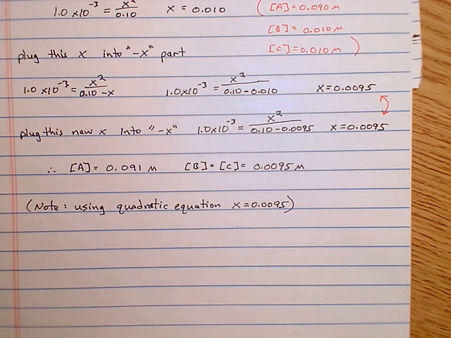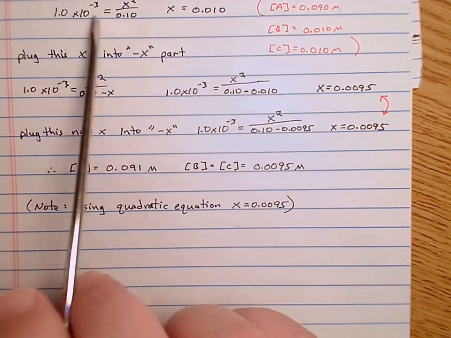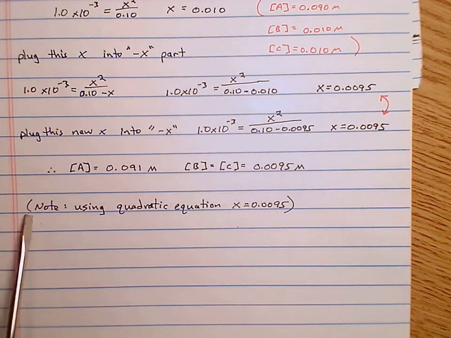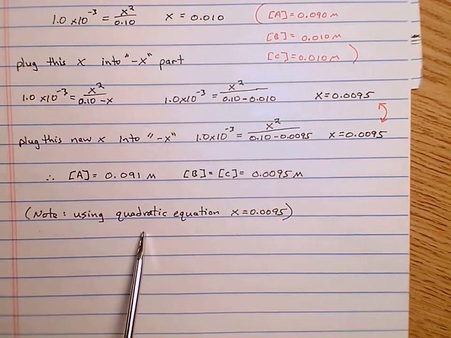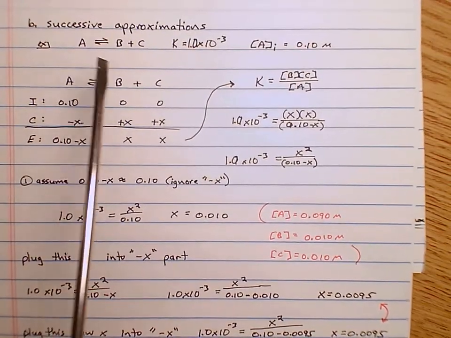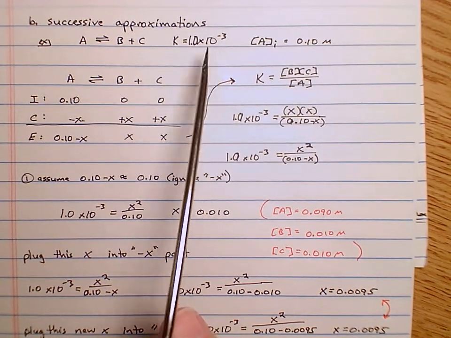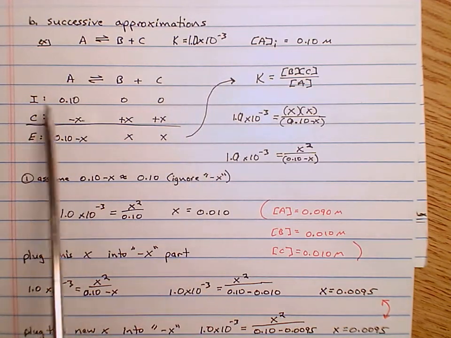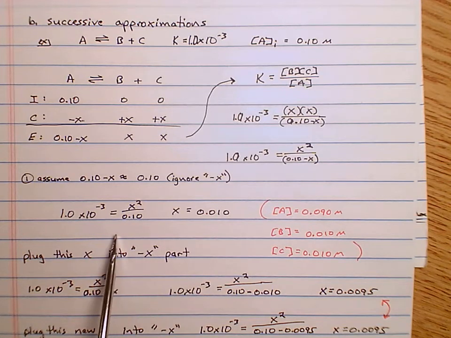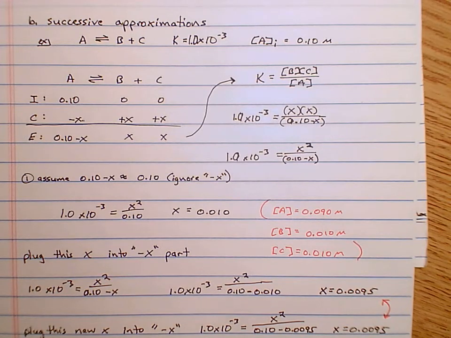And if you're interested in how well successive approximation works, if you had just made your quadratic equation and plugged those numbers in, you would have gotten 0.0095. So these successive approximations work nicely when your k value isn't quite small enough. If it's 1 times 10 to the minus third or 1 times 10 to the minus second, it's just not quite small enough to make this assumption of ignoring that minus x. But you do it anyway, get better and better values, and you end up with a good answer.